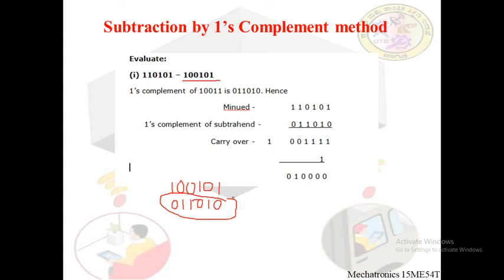This ones complement is added to the minuend here. Minuend comes directly. The ones complement of the subtrahend, this is the subtrahend, it changes to ones complement. This ones complement is added to this minuend. Let us try to add one by one. 1 plus 0 is 1.